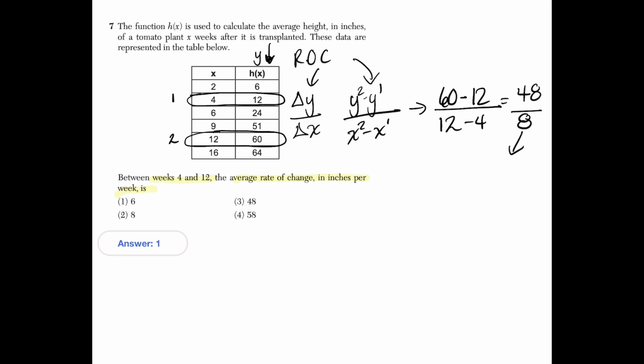And I can simplify that. 48 divided by 8 is 6. And there's my answer, 6. So that is my change. In between those intervals, my rate of change was 6 inches per week. All right, hit pause and jot this down into your notes.